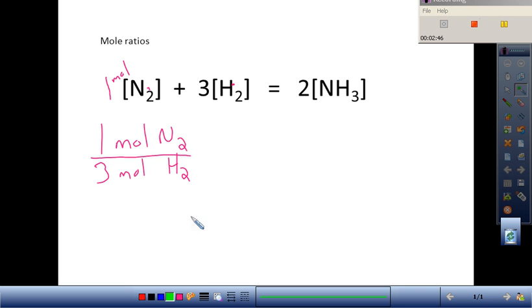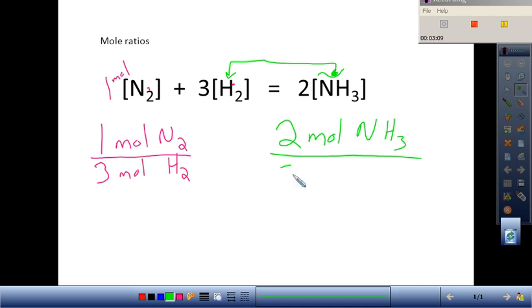And I could do many different ratios. I could do a ratio of NH3, ammonia, to hydrogen. And it doesn't matter right now which one goes on top, but I'm going to start with this one. So if I tell you, make me 2 moles of NH3, 2 moles of ammonia, well, you're going to need 3 moles of hydrogen.